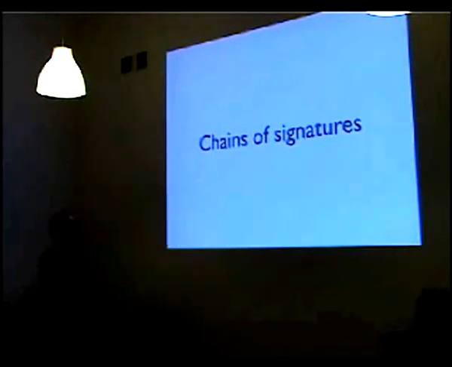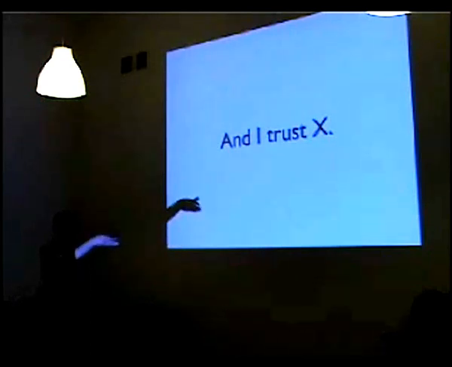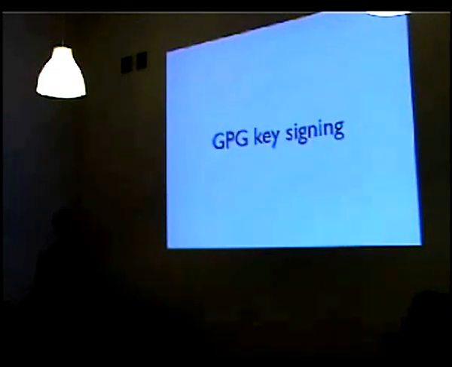Invariably, this ends up happening with chains of signatures. Let's say that I start by saying, I don't trust you, but X trusts you. We have a mutual friend that does trust you, and I do trust X, and if that person says that you really are you, then I trust his judgment, and I therefore conclude that you are who you say you are. And this is precisely how GPG key signing works.